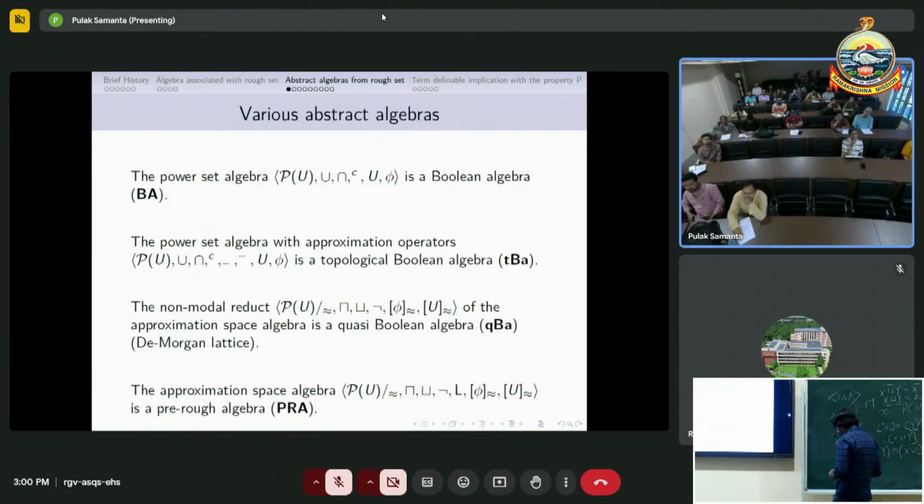Now, what is the motivation of this talk? So now we are going to, oh, this is L, the lower approximation.